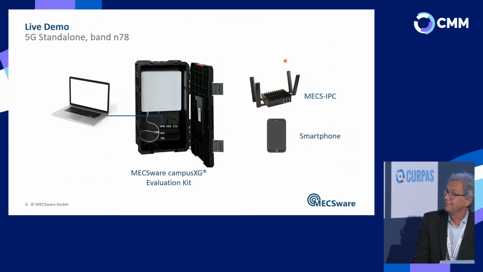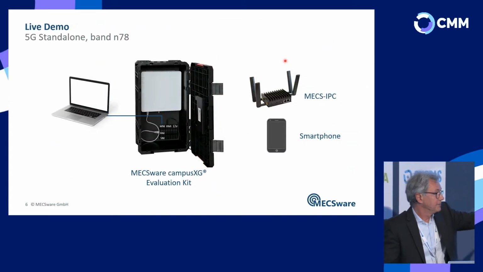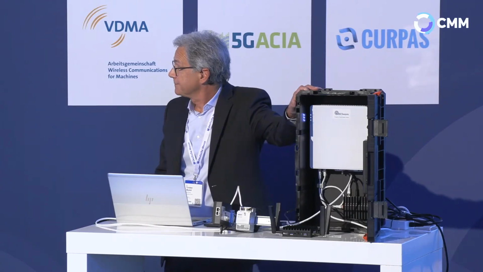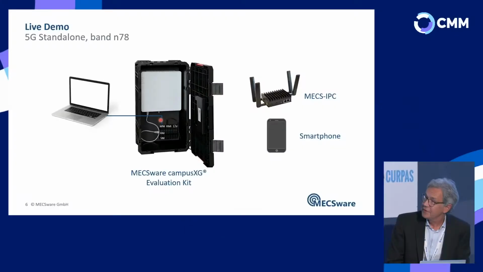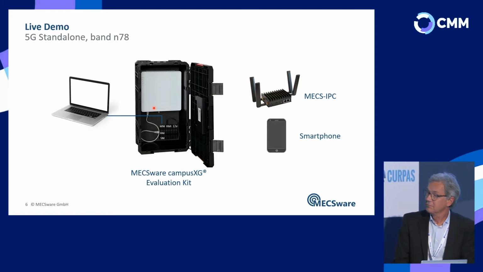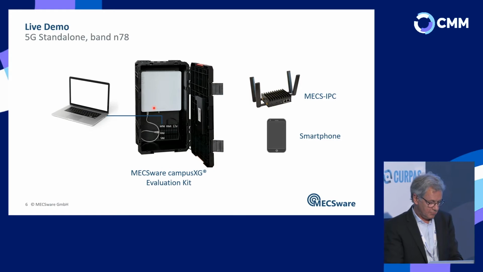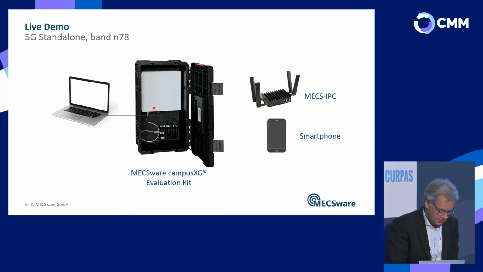Now, come to the demo. I already introduced this box here, our campus network. That is connected here on the management interface to my laptop. And the radio network interface here, this RNI, is an Ethernet cable to the small cell. And then we have two end devices. This one here is an ordinary smartphone. And then our MECS IPC, that is an end device, a router device developed by MECSware.